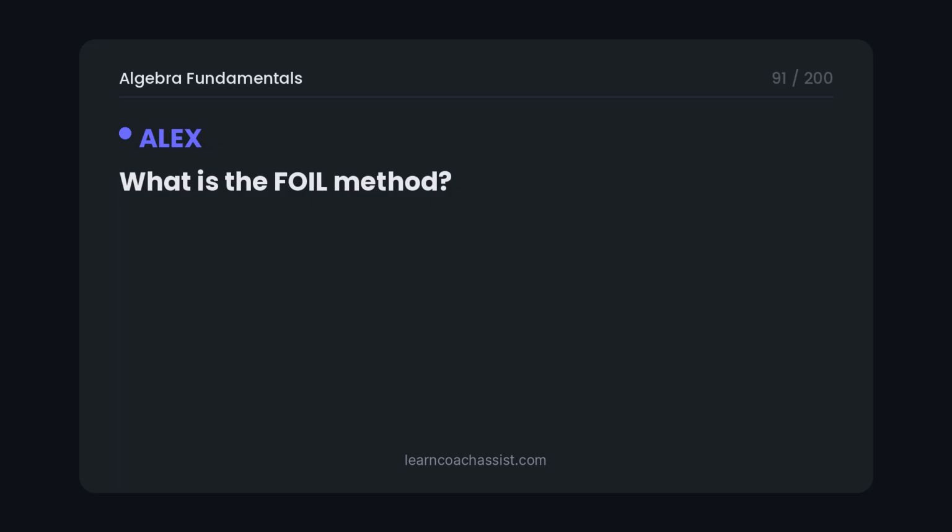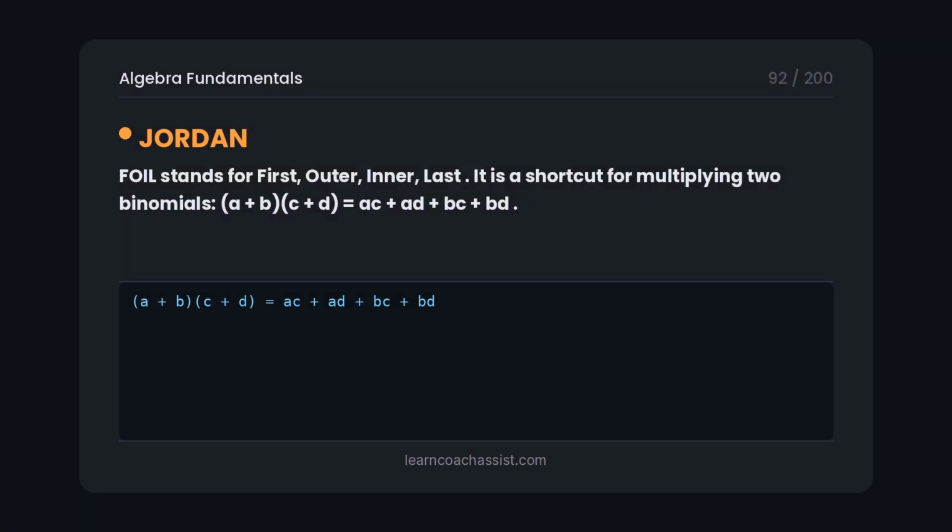What is the FOIL method? FOIL stands for first, outer, inner, last. It is a shortcut for multiplying two binomials: (a + b)(c + d) equals ac + ad + bc + bd.